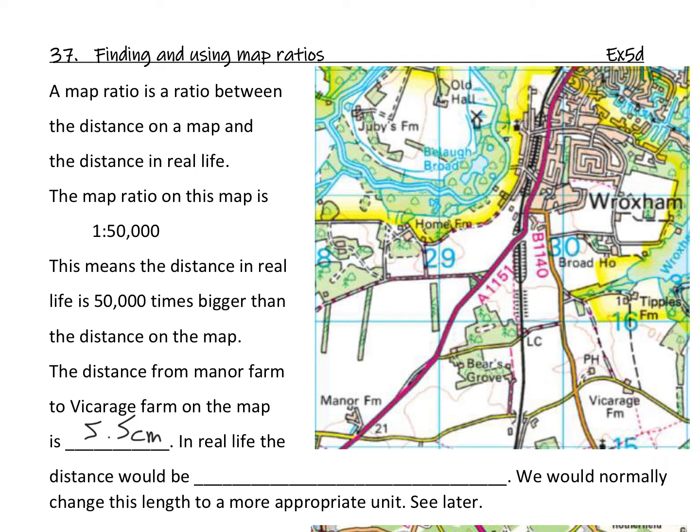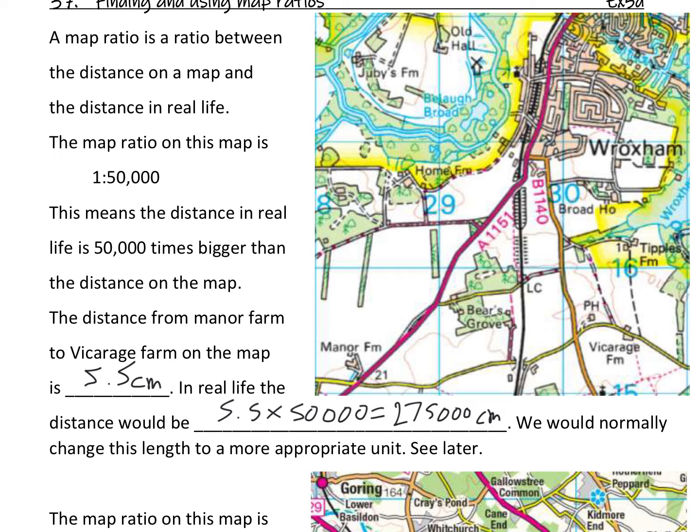In real life, the distance wouldn't be 5.5 centimeters, it's going to be 50,000 times bigger in real life. So you multiply it by 50,000. And that would give you 275,000 centimeters. Now that wouldn't be a normal way to talk about a distance in real life. So we would normally change this length to a more appropriate unit. We'll see that later on.